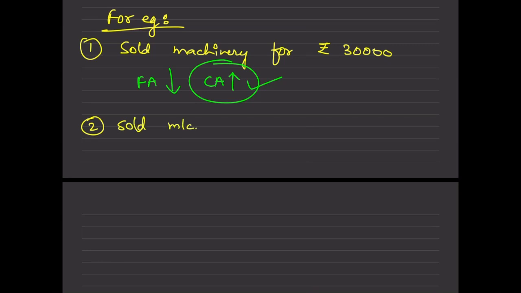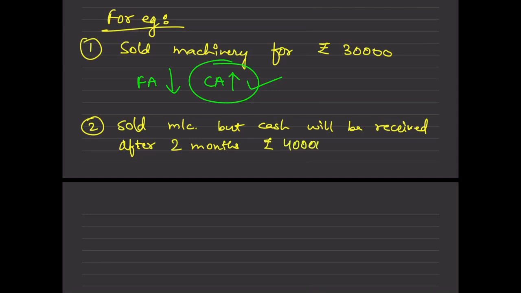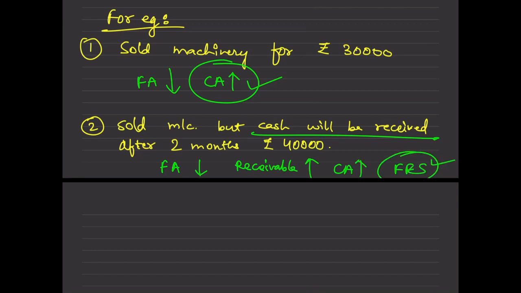But if I say sold machinery, but cash will be received after 2 months, that would be rupees 40,000. So by this 40,000, my fixed assets is reduced. Have I received any cash? No, sir, it is not received, but it will be received. So by this, I have a receivable from a person. My receivable balance is increased. That means my current asset is increased. Therefore, it would come under the fund flow statement, because my current asset is increased.